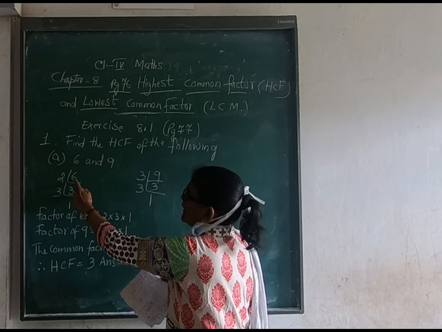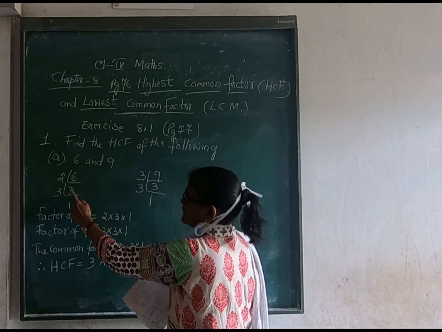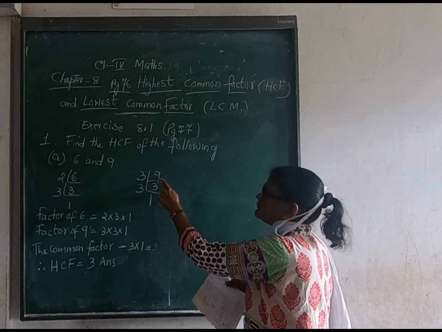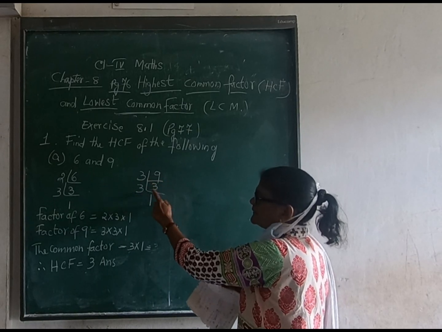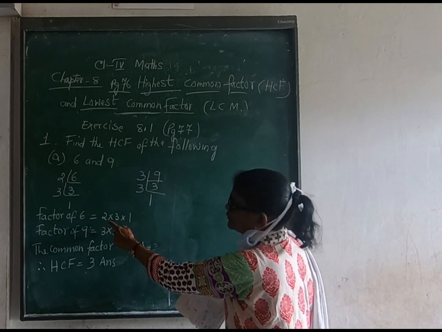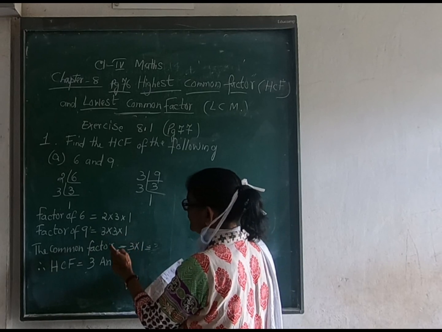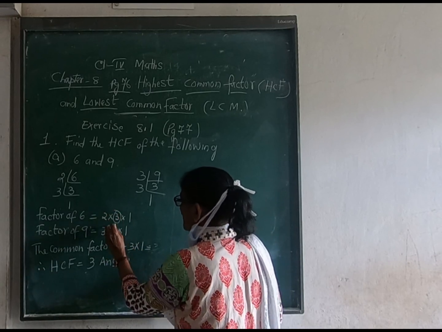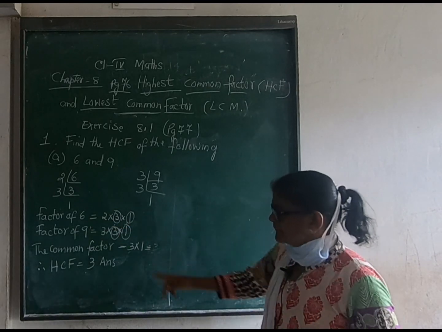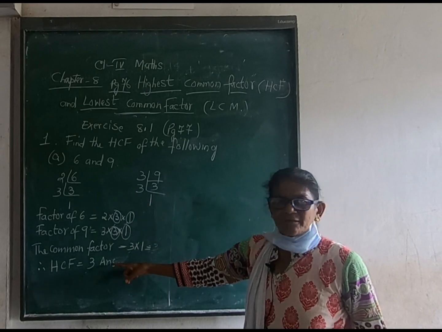So 6, I have written here and I divided by 2. When you divide by 2, you get 3. When you divide 3 by 3, you get 1. The factors of 6 are 2 into 3 into 1. So where is the common factor here? 3 and 1. You can see these two are the common factors I have taken. And now the HCF of these two numbers is 3.